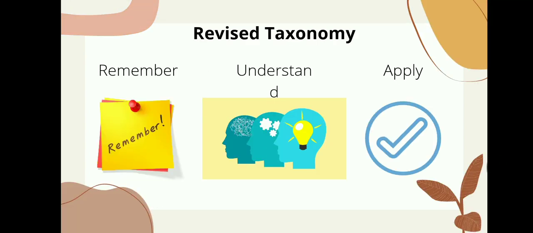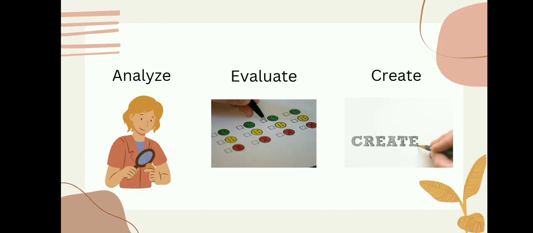So in the revised taxonomy, the knowledge becomes remember, the comprehension becomes understand, and the application becomes apply. The analysis becomes analyze, the synthesis becomes evaluate, and the evaluation in the old taxonomy becomes create in the new model.